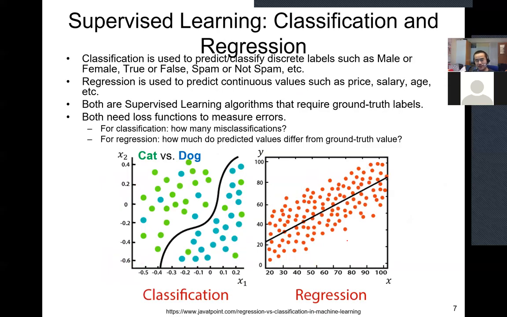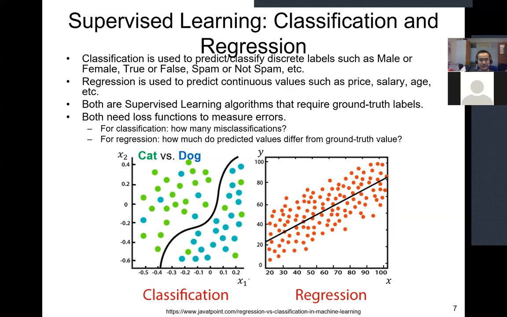So just to bring everyone to the same page, I'll introduce supervised learning a little bit because it's used in some of the papers. In supervised learning, you have two main categories. One is classification, where you're trying to predict, classify discrete labels such as male or female, true or false, spam or not spam, and so on.